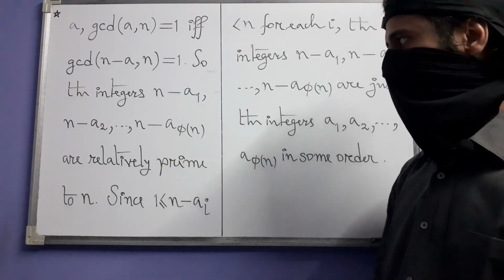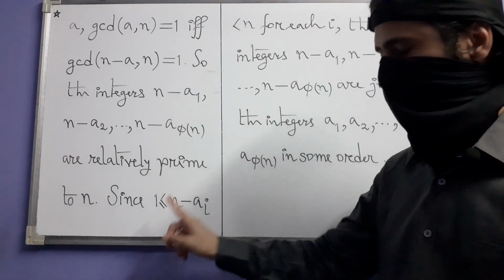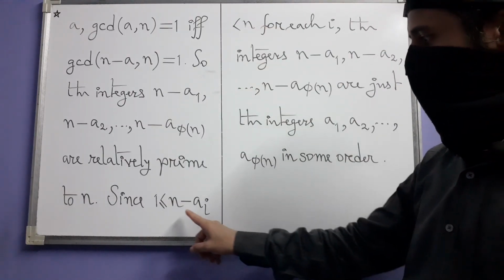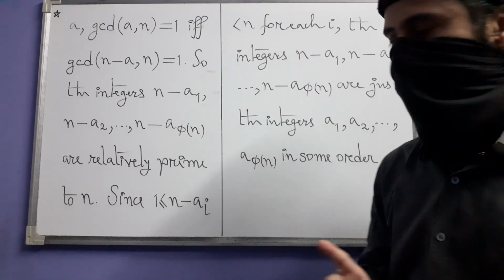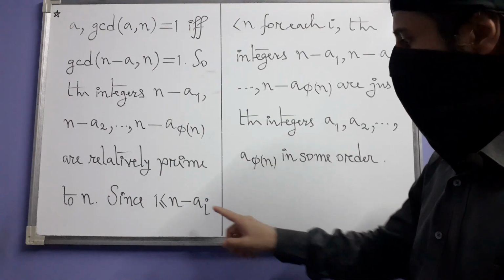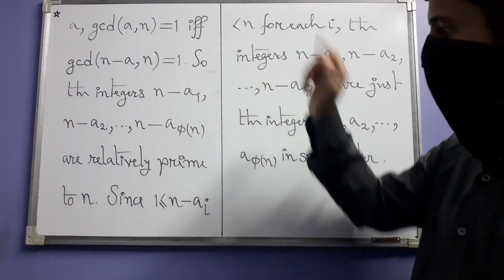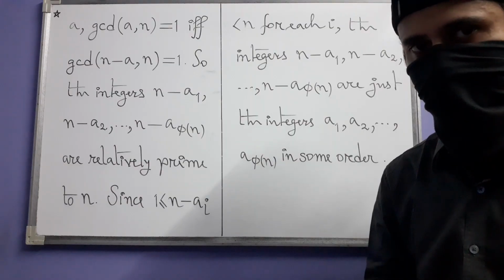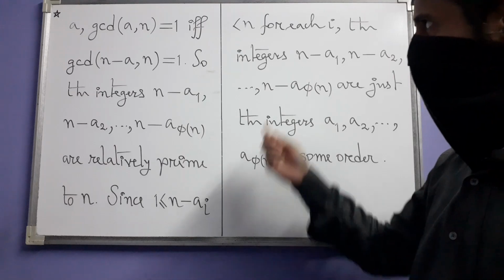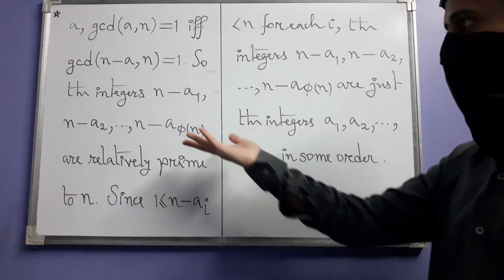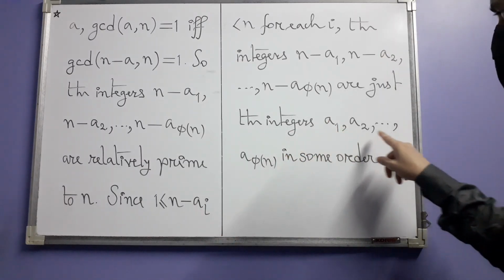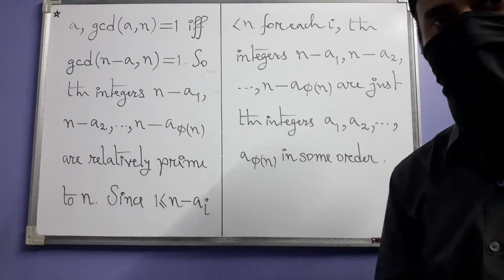But additionally, these n minus a_i's are also positive integers less than n. Why? Each n minus a_i is positive because each a_i is less than n. And each n minus a_i is less than n because each a_i is positive. So you are subtracting something positive from n, so this will be reduced. But then what can you say about these n minus a_i's? They are nothing but these numbers, the original a_i's, in some order.